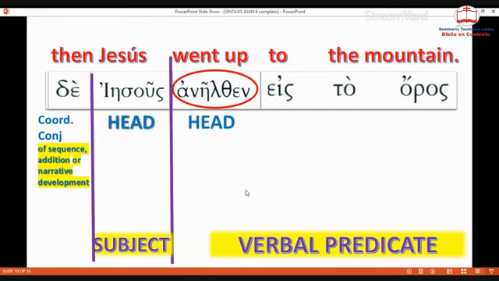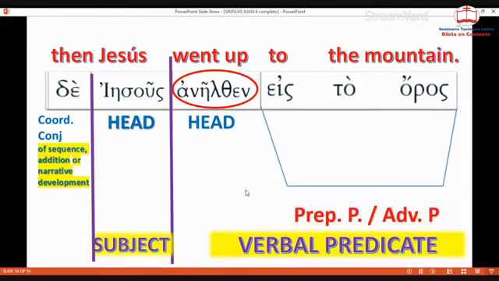So we have here the head of the subject is Jesus, and the head of the verb predicate or phrasal verb is anilthen. As we don't have anything else to analyze in the subject area, we will move to the verb predicate, and we will analyze this phrase that is a prepositional phrase functioning as an adverbial phrase.